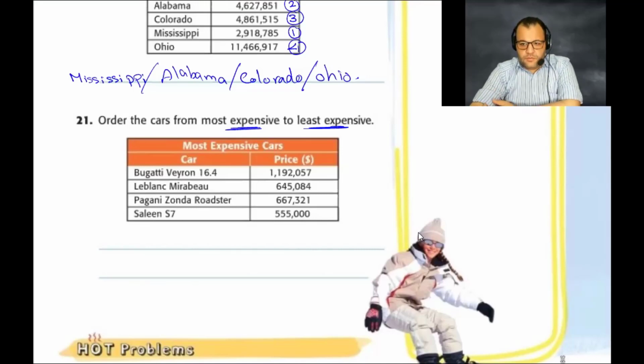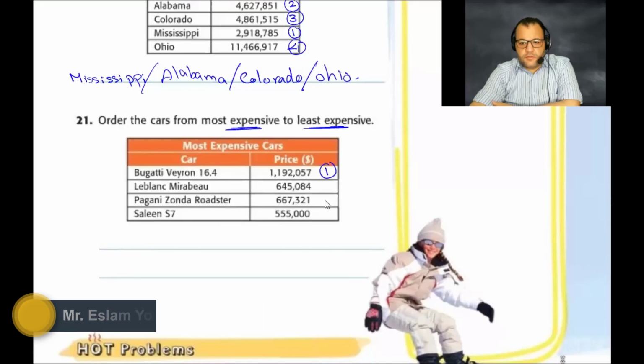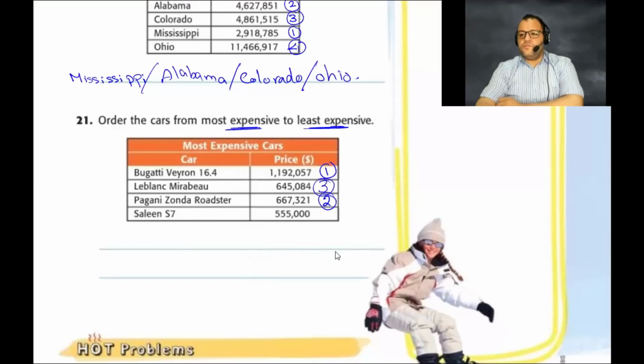The first one is 1,192,057. Yes. Number two is 667,321. Okay. Number three, 645,884. Okay. Number four, 555. This will be number 4.